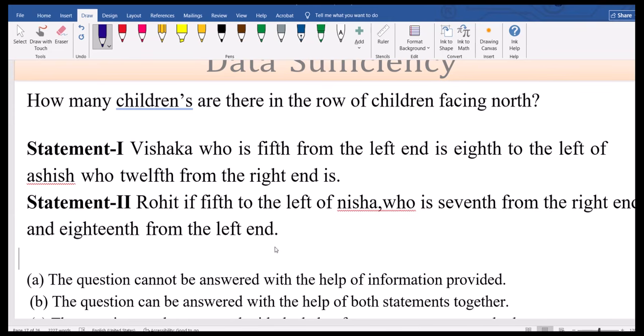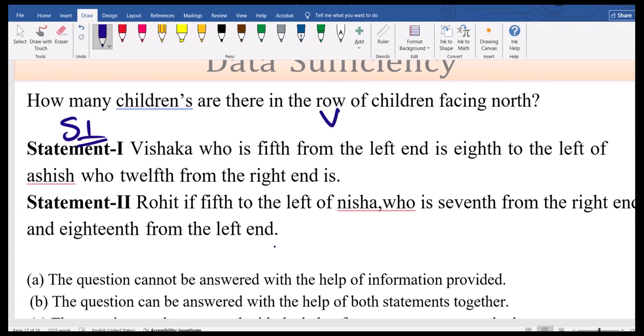So if one person's position from the left and right is known, then we can calculate. If any one person's position from the left hand and right hand can be identified, then we can find the number of children in the row. Now here, Vishaka is 15th from the left, 8th to the left of Ashish, who is 12th from the right hand. Yes, I can calculate. Statement 1 alone I can calculate, no worry.